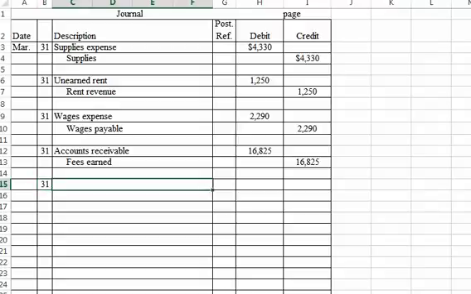Okay, and then depreciation of office equipment is $4,600. Right there, we'll increase the balance of our expense account, depreciation expense. Expenses increase on the debit side. And we also want to increase the balance of the contra asset account, accumulated depreciation. Contra assets increase on the credit side.